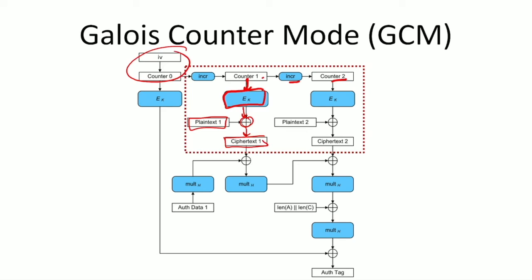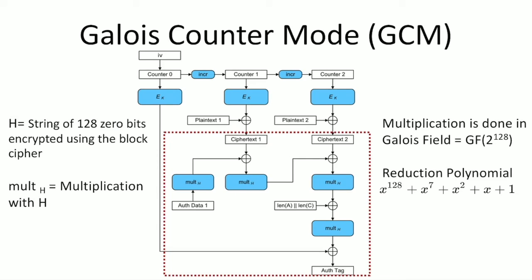The authentication tag in GCM is calculated on the ciphertext instead of the plain text, as you can see here. In CCM, we are calculating the authentication tag on the plain text. However, in GCM mode, we are calculating the authentication tag on the ciphertext.